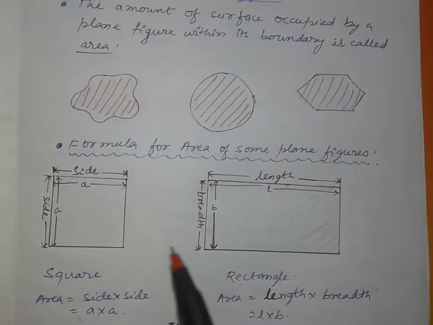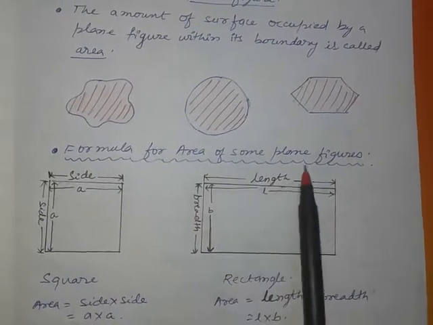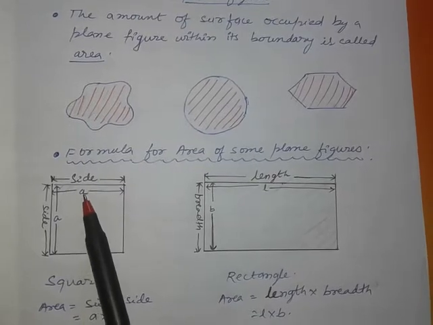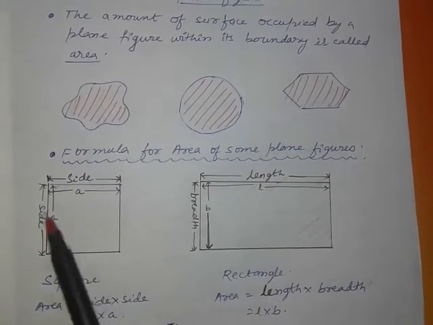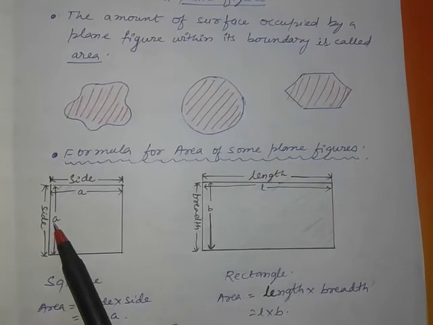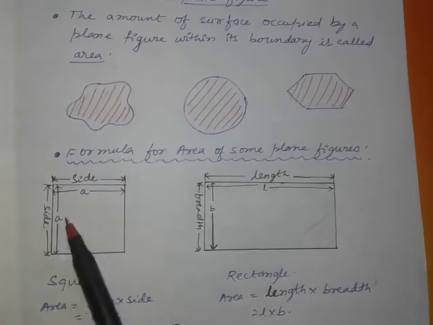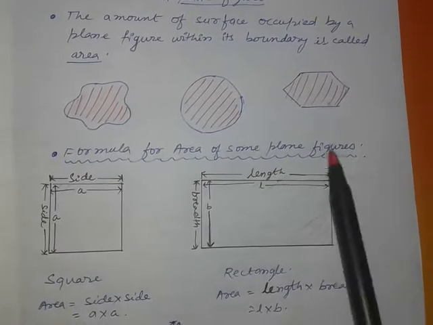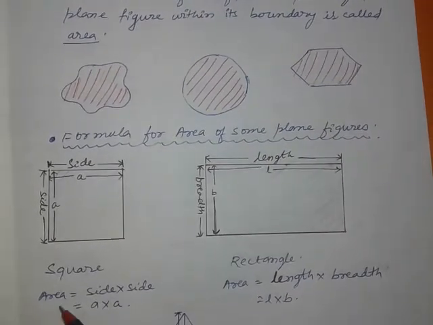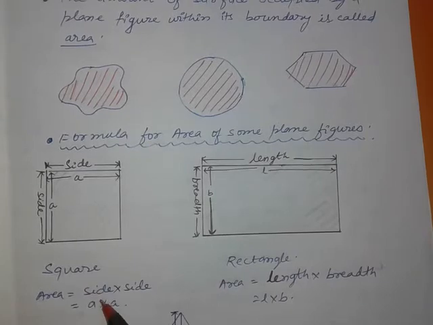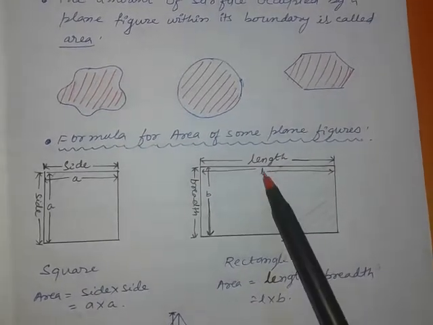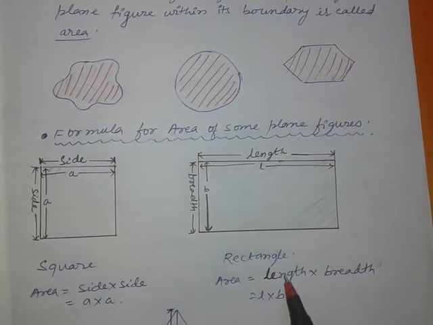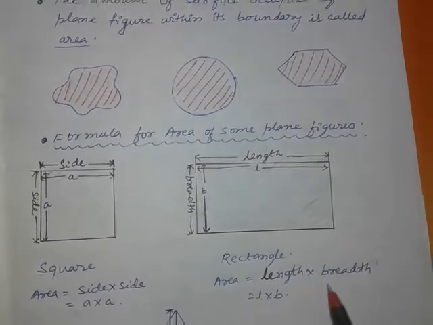Now we have some formulas for the area of some plane figures. First is the square. This is the side, and for the side we give the symbol A. So what is the formula for the area of a square? Side into side, that is A into A. This is a rectangle, and for a rectangle the area is length into breadth, that is L into B.